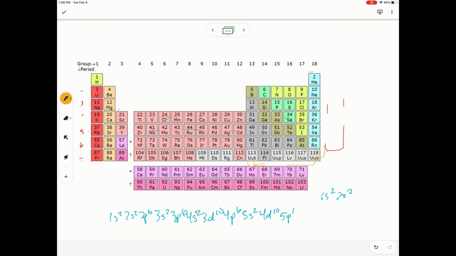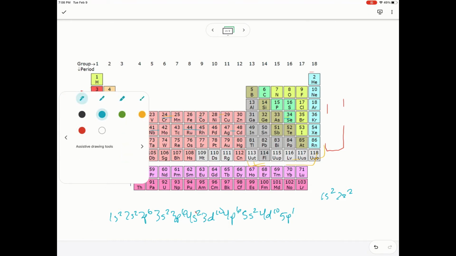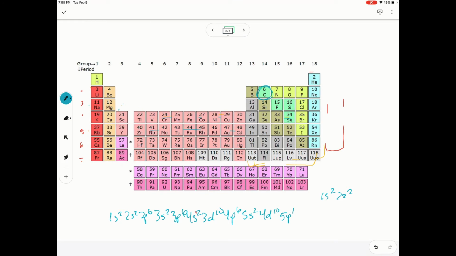So first, it works the same way. Let's go find carbon. So carbon is right here. And we want to know how many p electrons. Well, how many into the p block is it? So it's 1, 2 into the p block. So it has 2 p electrons.